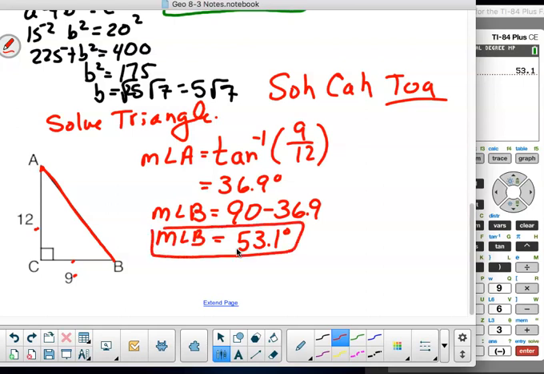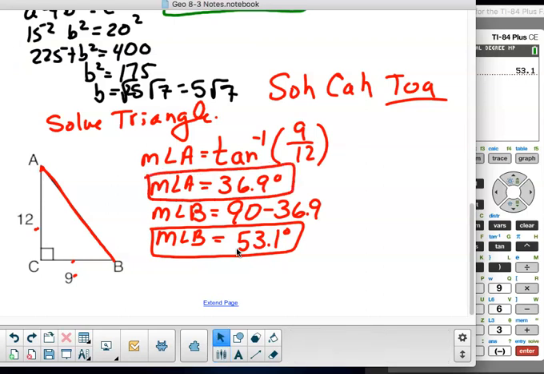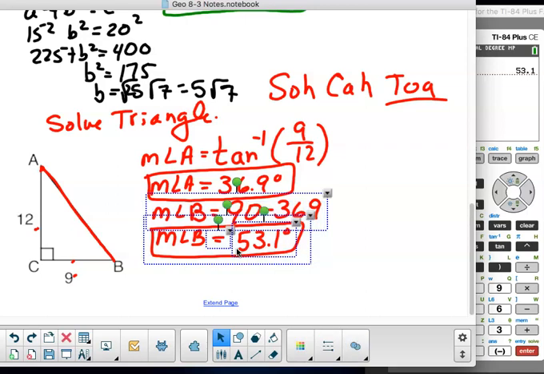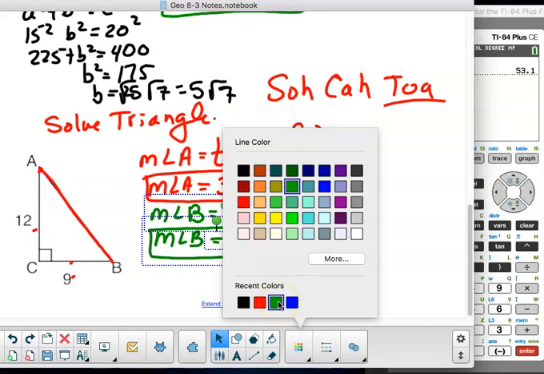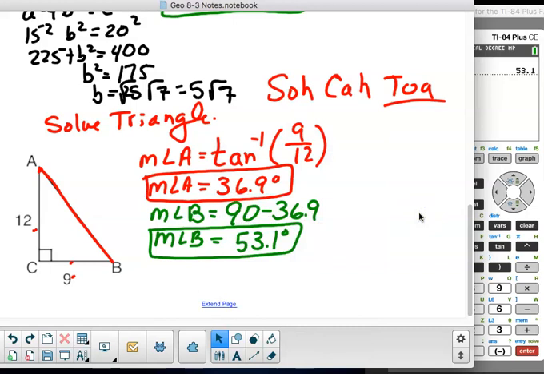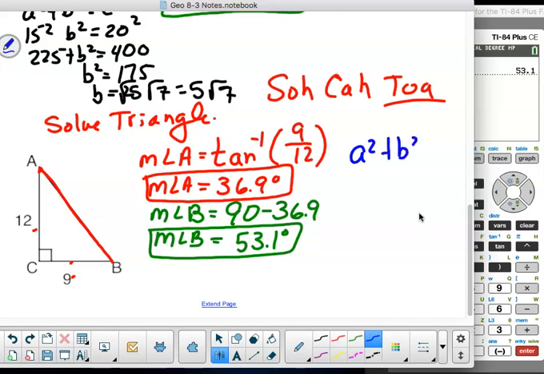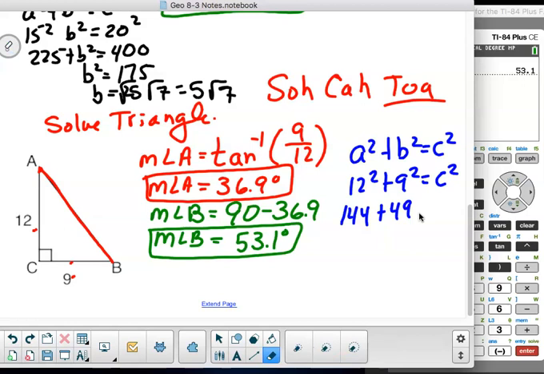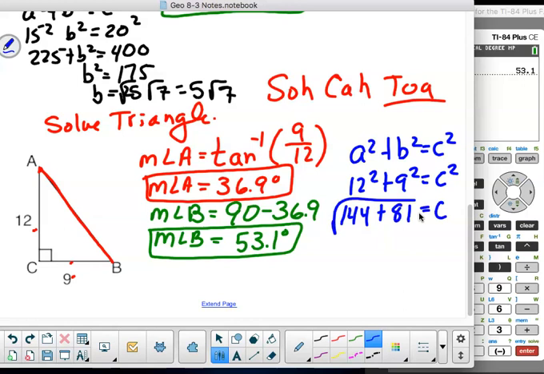So I've got two pieces here, the measure of angle A and angle B. And I just have to get my third. Let's make this a little bit more obvious that they were different. Make that green. My third piece is finding my hypotenuse. I've got a squared plus b squared equals c squared. I am looking at 12 squared plus 9 squared is equal to c squared. So I got 144 plus 81. Everybody has their days.